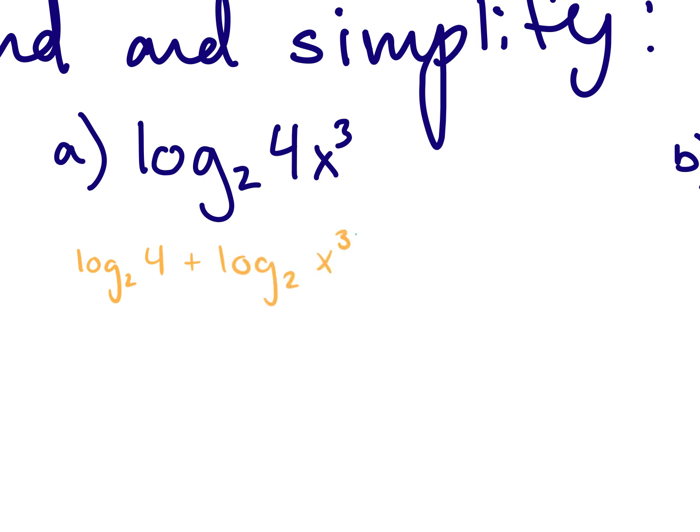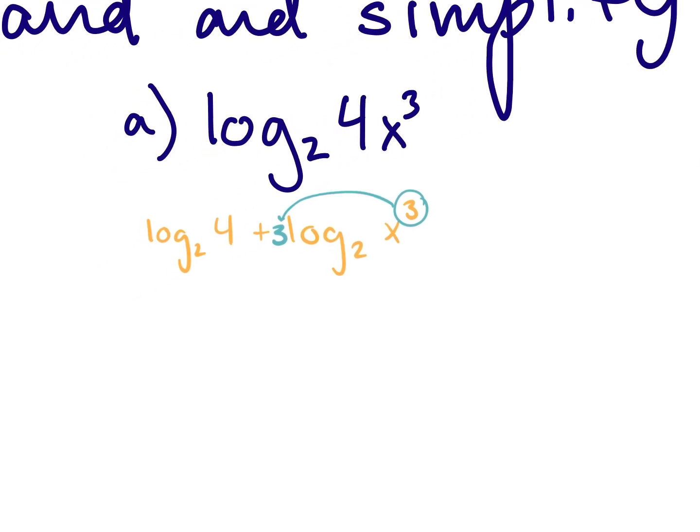Any exponent would need to go to the front of that log and turn into a coefficient. So we're going to move this in front, make it 3 log base 2 of x. Now let's think about, can we simplify any more? Log base 2 of 4, can that be simplified? Yeah, how can we get them to have the same base?